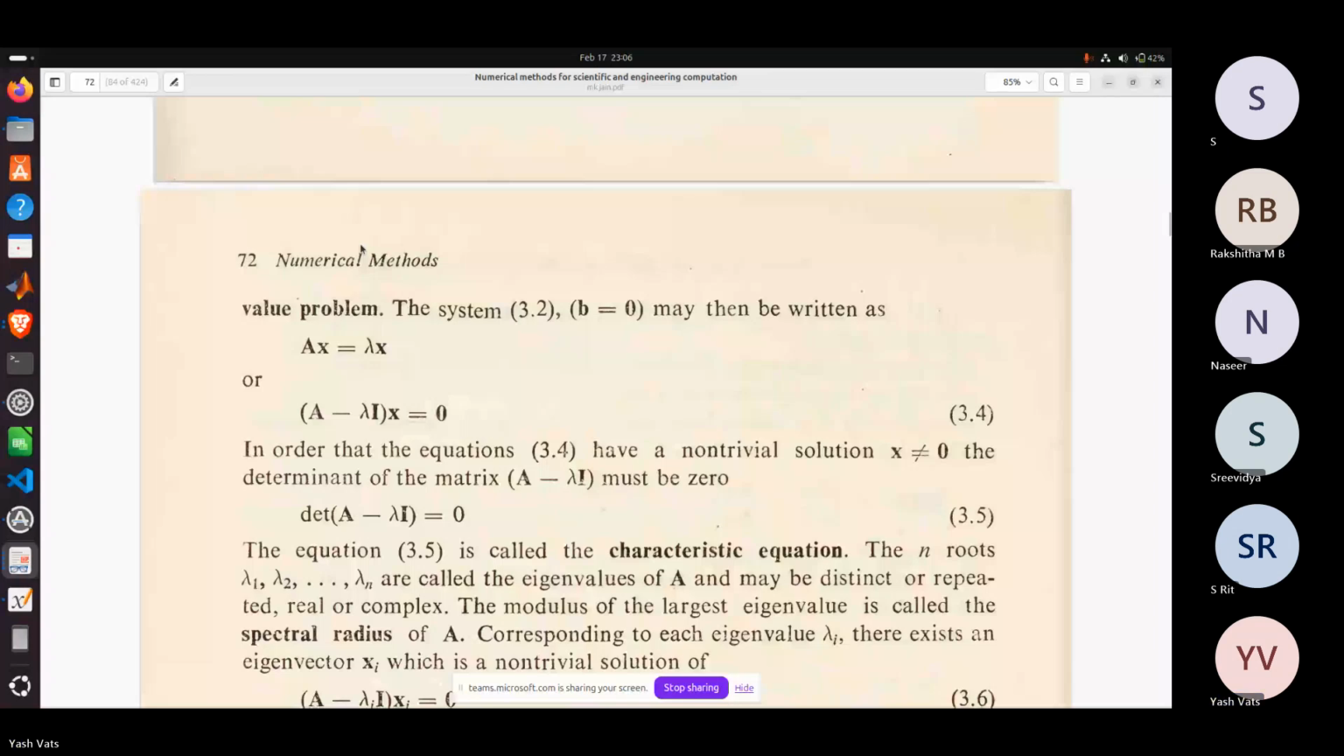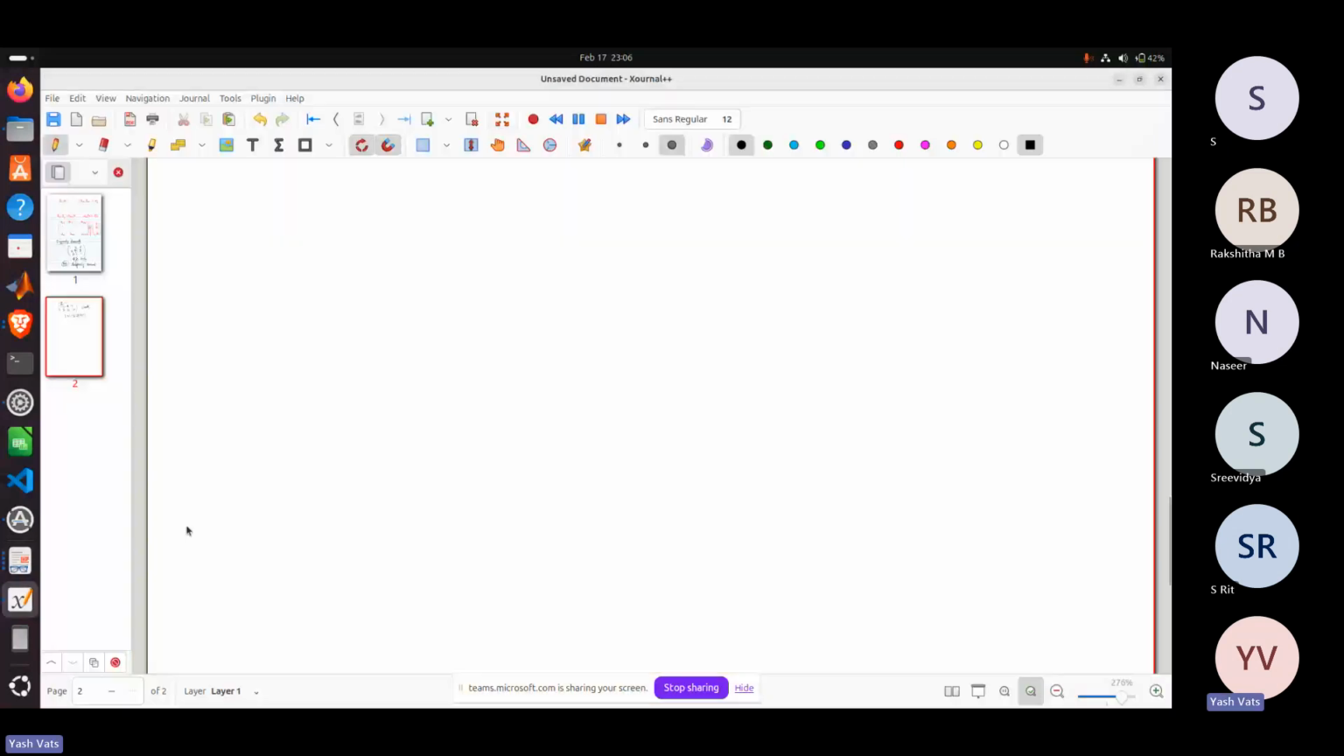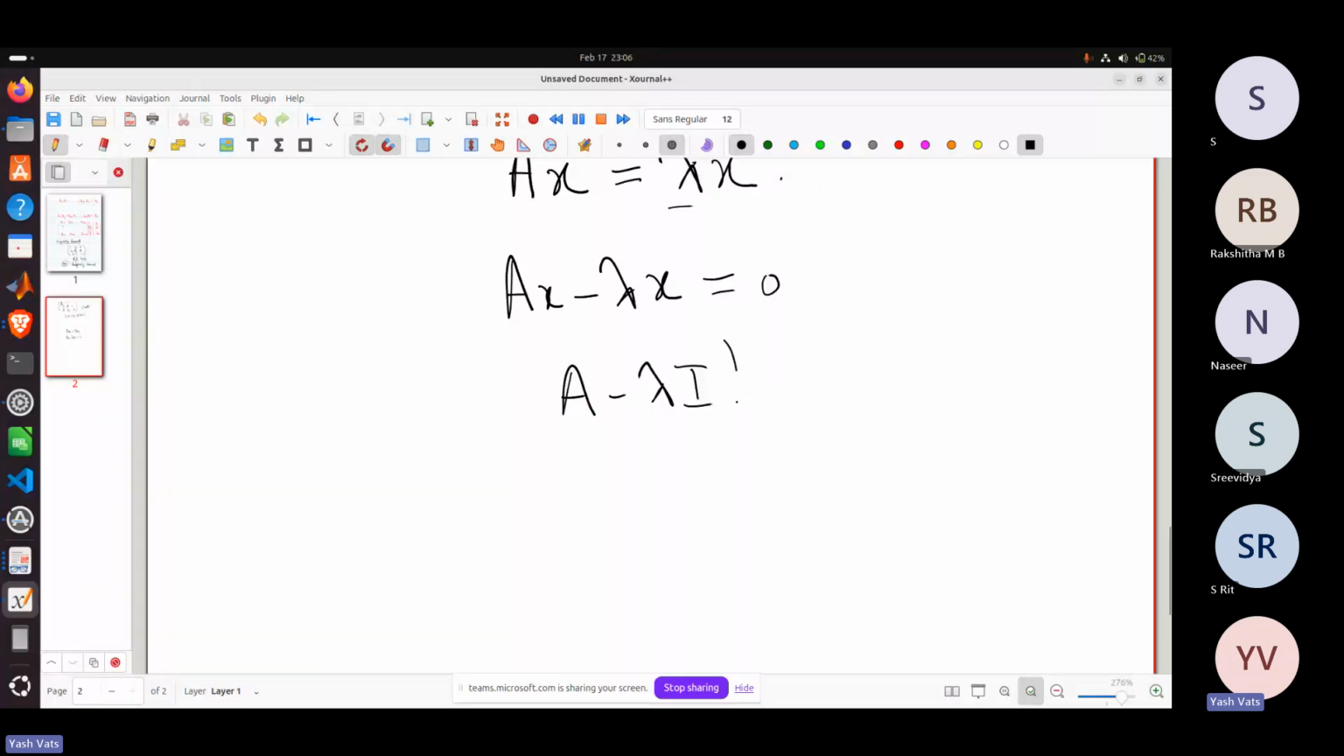So if you have Ax equals lambda x, then we need to find out what is lambda. So you just take Ax minus lambda x equals 0. Then you have (A minus lambda I) x is equal to 0. Then you need to solve it. You have to find what is x now.